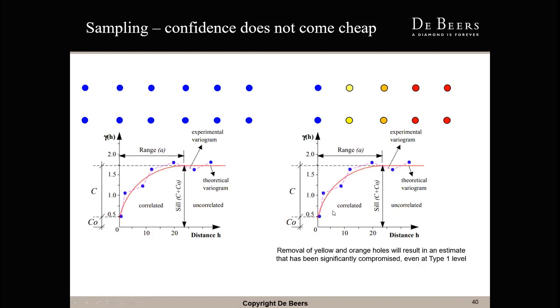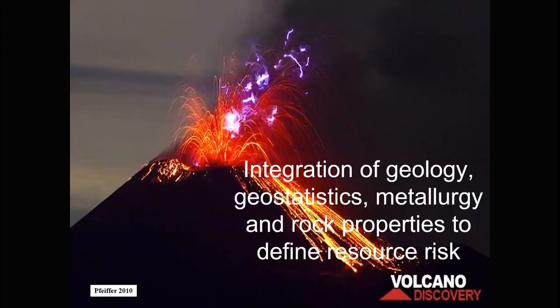And not only do you lose that correlated statistics between the holes, but you also, of course, lose the information of the holes themselves that you've taken out. So there's a double whammy. It's the holes that you've removed, but you've also degraded your entire sampling campaign. So this is definitely worth keeping in mind for those going into economic geology.